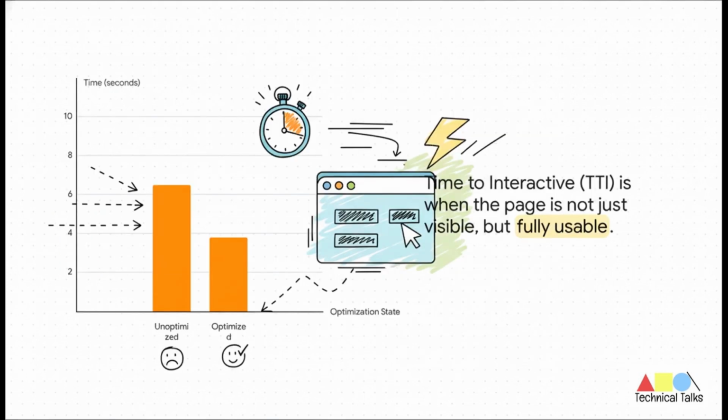Time to interactive, or TTI, is maybe the most important metric. It's the moment when the user can actually click on stuff and use your app. And by doing this, the TTI dropped from a pretty frustrating 6.5 seconds all the way down to 3.8 seconds. That is a night and day difference that your users will absolutely feel.